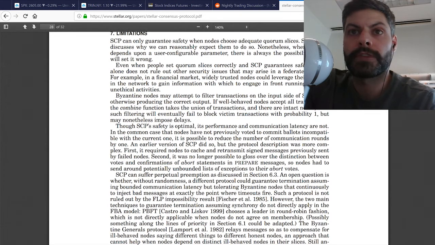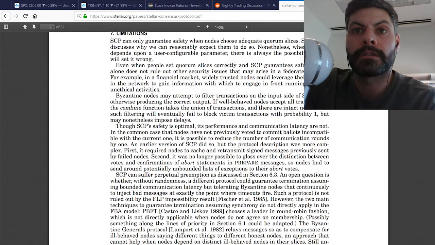An earlier version of SCP did so, but the protocol description was more complex. First, it required nodes to cache and retransmit signed messages previously sent by failed nodes. Second, it was no longer possible to gloss over the distinction between votes and confirmations of abort statements in prepare messages, so nodes had to send around potentially unbounded lists of exceptions to their abort votes.